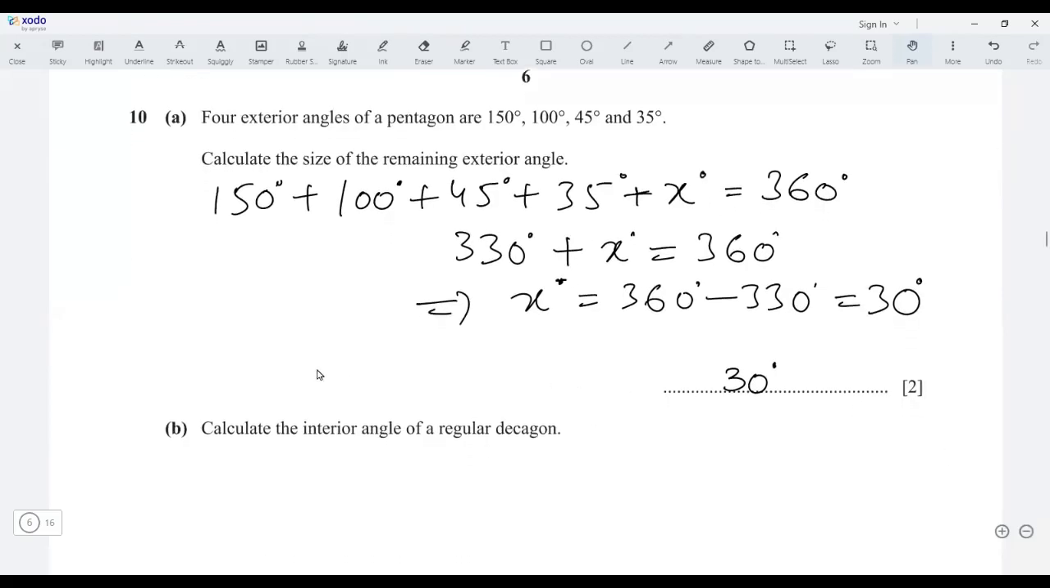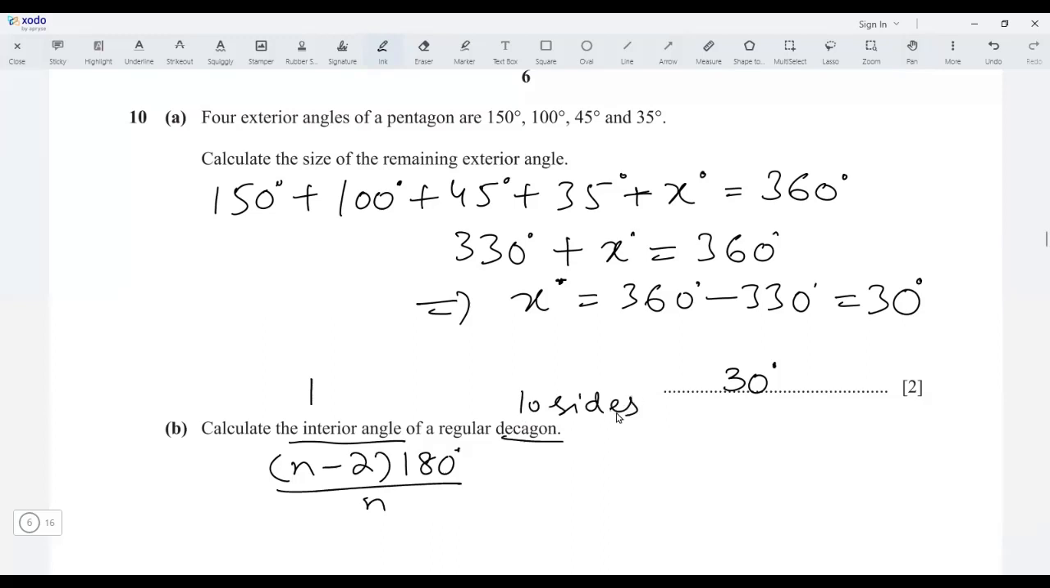So we have to find the interior angle for a regular polygon. It means we have to find one of the interior angles. We have a formula for one interior angle: n minus 2 times 180 degrees divided by n. What is n? N is basically the number of sides. Here, decagon means a 10-sided figure. So we have 10 sides, and we replace n with 10: 10 minus 2 times 180 divided by 10.